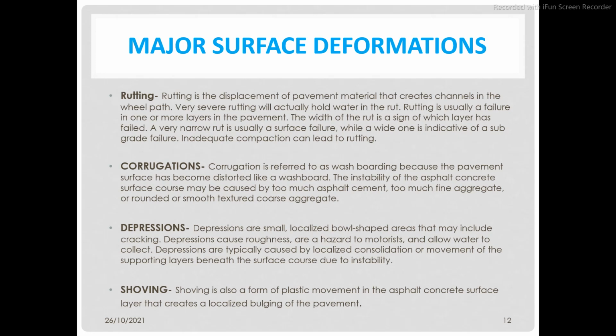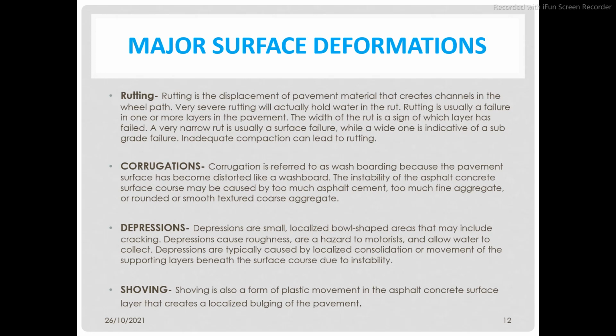Second one we have is corrugation. Corrugation is referred to as washboarding because the pavement surface has become distorted like a washboard. The instability of the asphalt concrete surface may be caused by too much asphalt cement, too much fine aggregate, or rounded or smooth textured coarse aggregate. Corrugations usually occur at places where vehicles accelerate or decelerate.